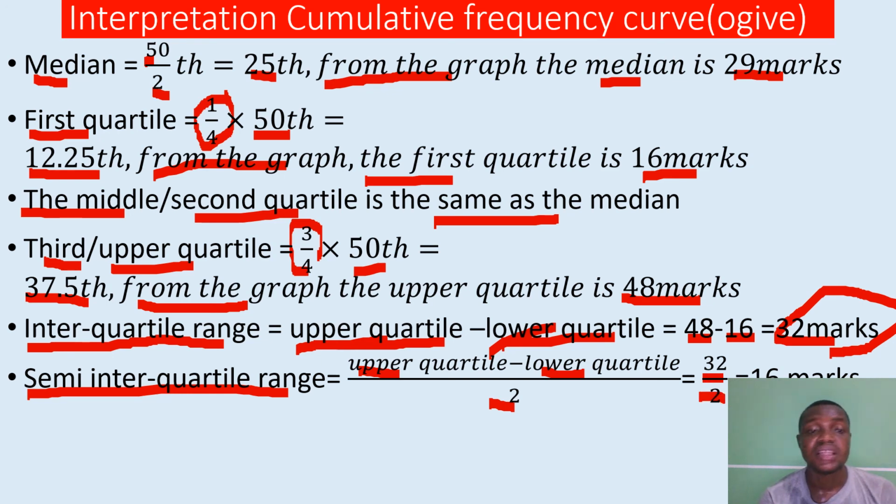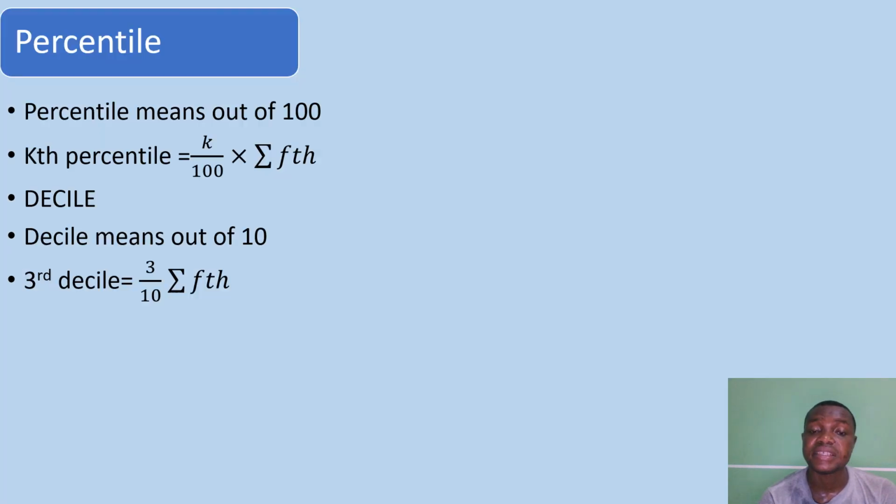Good. Let's look at decile and percentile. When you talk of percentile, it means out of 100. So when you have the kth percentile, it means k/100 times sigma f position. Then read it the same way we did for the quartile. It can be any number, it can be the 50th percentile, 60th percentile, 80th percentile.